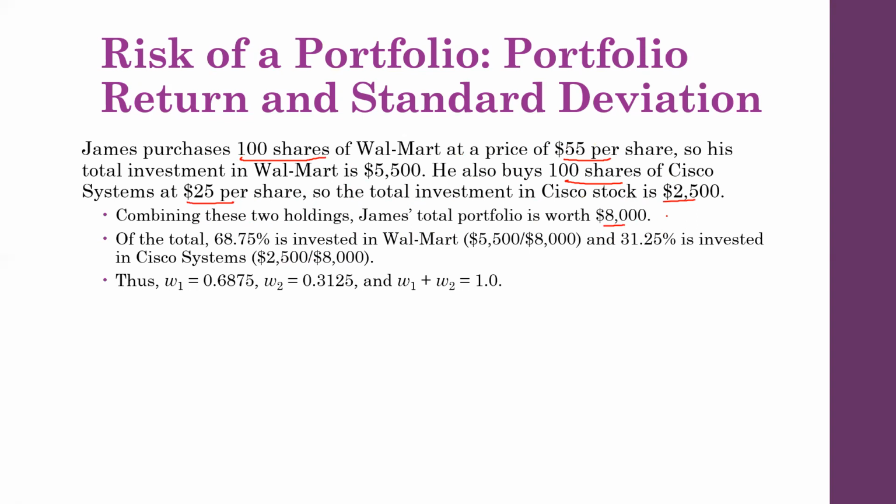That's 5,500 plus 2,500. Of the total, 68% is invested in Walmart. That is 5,500 divided by 8,000, and 31.25% is invested in Cisco. That's 2,500 divided by 8,000. Thus, the weights, as we said, were 68% and 31%. So when we add them up, we get 1, right?